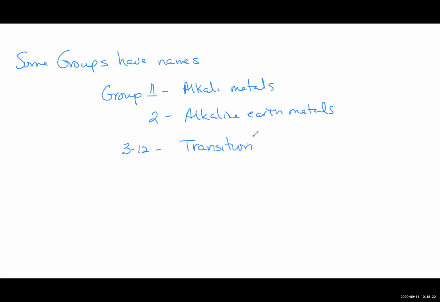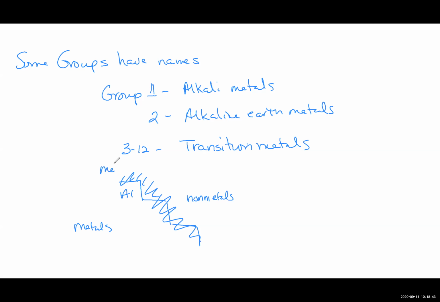I'll show you what I mean in a moment. Remember from a previous video when we were talking about types of elements, we had that zigzag line, and on this side were the metals, and on this side were the nonmetals. And over on the nonmetal side, along this line, except for aluminum, was the metalloids. When you get over to groups 13, 14, 15, and 16, they have no names. But when you get to group 17, those are referred to as the halogens. And group 18 is called the noble gases, or sometimes it's called the inert gases.